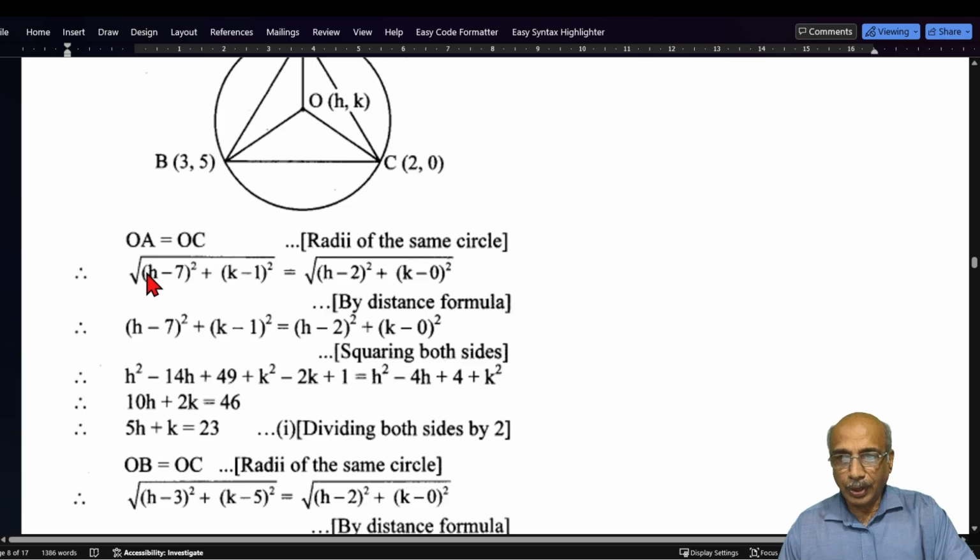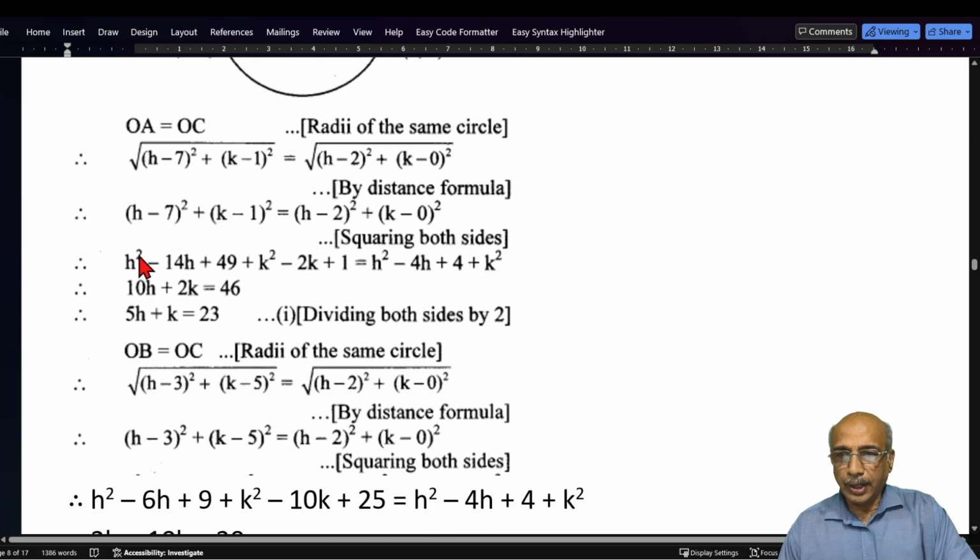Therefore, substitute the values by the distance formula for OA and for OC, with the square root on both sides. By taking the square on both sides, the root sign will be removed. Take the expansion of (h minus 7) whole square plus (k minus 1) whole square equals (h minus 2) whole square plus (k minus 0) square. It will be k square only. After simplifying it, we get the equation 10h plus 2k equals 46. Divide by 2: 5h plus k equals 23.